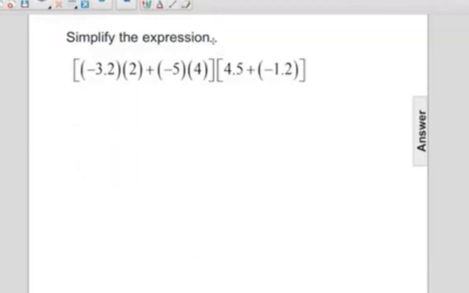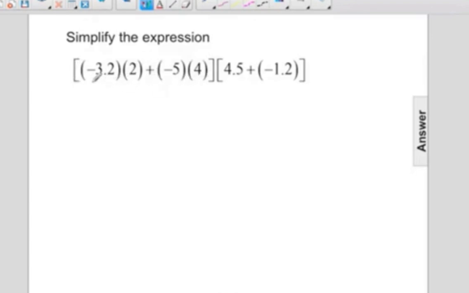Simplify the expression. Alright, so let's look for any operations inside of parentheses first. So we actually have two giant parentheses, these brackets here. So we have one here and we have another one here. So let's start on the left. So we're going to want to do all of this operation. So inside of this giant parentheses, we actually have an addition problem and two multiplication problems.